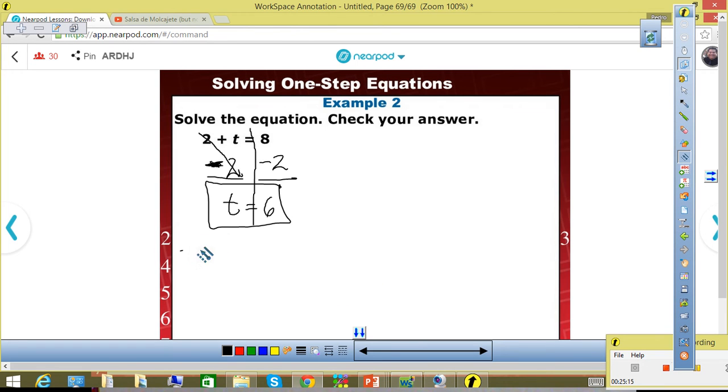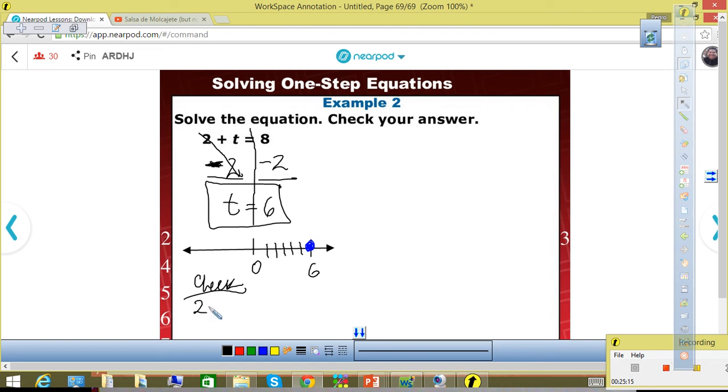Close. Plot. Let's plot our answer. We got 0, 1, 2, 3, 4, 5, 6. I'm going to plot my point right there with blue. And our last step is to check. So let's see. We got 2 plus t equals 8. But instead of t, we're going to use 6. 2 plus 6 equals 8. And this is 8 equals 8. How are we doing? Good, Mr. Q. All right, good.